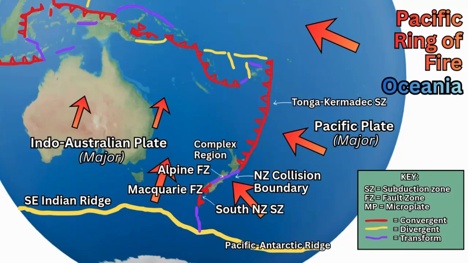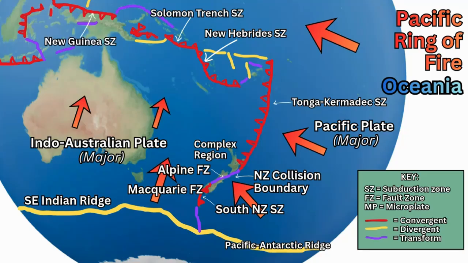Then we carry on up to the New Hebrides subduction zone, where it takes a turn and you have more subduction zones between the New Caledonian Islands and the Solomon Islands. You have the Solomon Trench, and you have the New Guinea subduction zone going through towards Papua New Guinea.